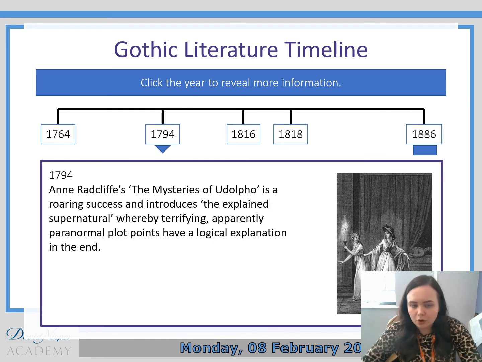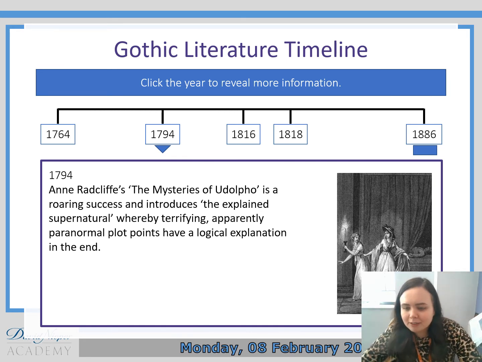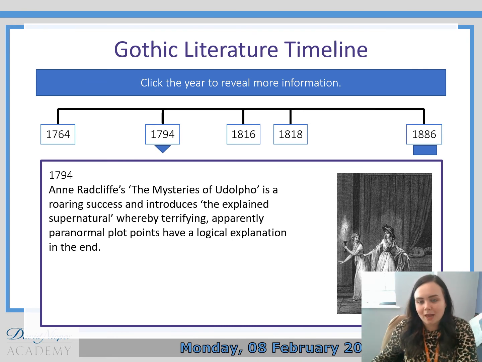In 1794, Ann Radcliffe's The Mysteries of Udolpho is a roaring success and introduces the explained supernatural, whereby terrifying, apparently paranormal plot points have a logical explanation in the end. So again, this exploration of the supernatural became even more in depth, but always came to some sort of logical explanation at the end. Imagine you think you've seen a ghost, then you wake up and realise it's your clothes piled up on your chair, and it's just because you were tired and woken from a dream. This writer brought those ideas into reality, and many people might believe in the supernatural because of these logical explanations that come from the endings.